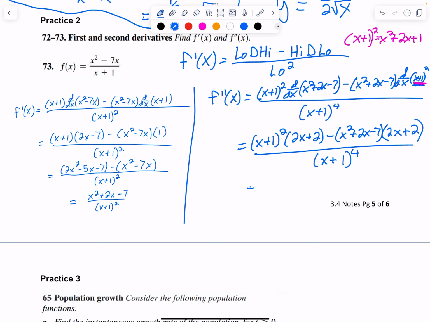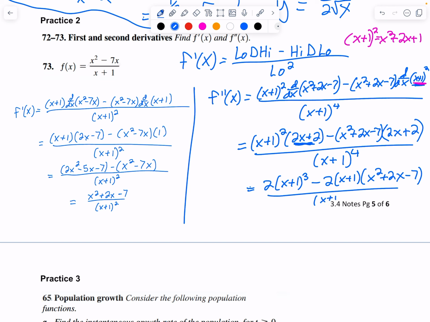All right, we can see a couple things here. If I factor out a 2 out of this, I get x plus 1. So I'm going to get 2 times x plus 1 cubed. And then I don't think it's going to get much better. We get minus 2 times x plus 1 times x squared plus 2x minus 7. And all of this is over x plus 1 to the 4th.